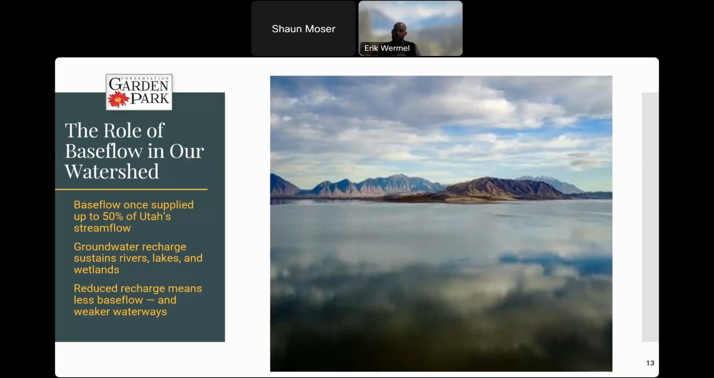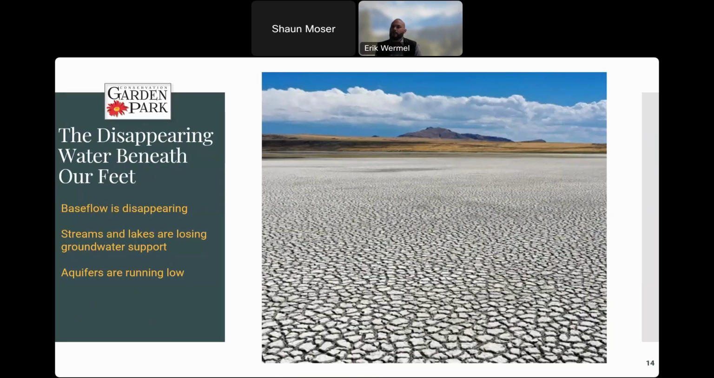We often think of rivers as surface systems, but again, what's below ground matters just as much. So groundwater and surface water are really one single system. And when recharge is lost, streams dry up, wetlands shrink, and our ecosystems suffer. So the core issue is we can't protect rivers and lakes without also protecting the slow, quiet flow beneath our feet.